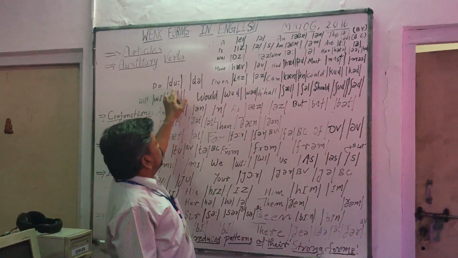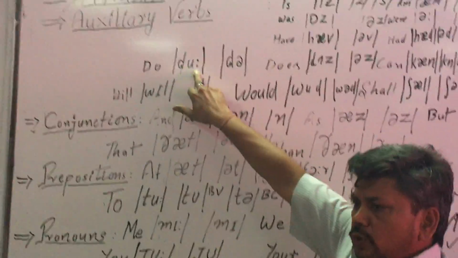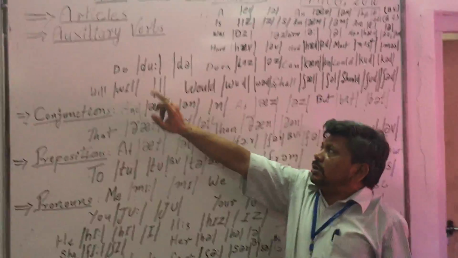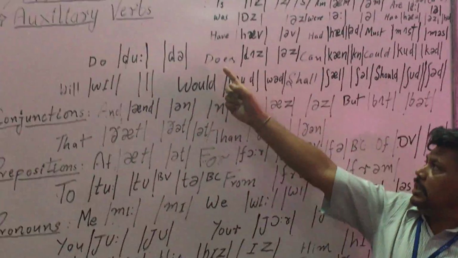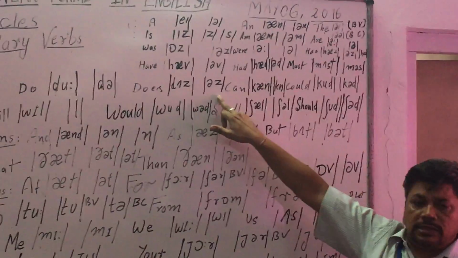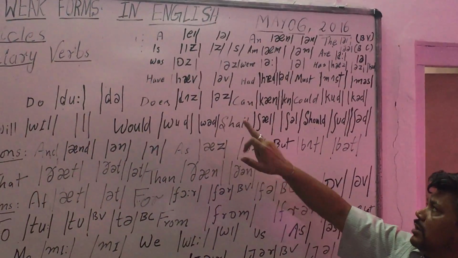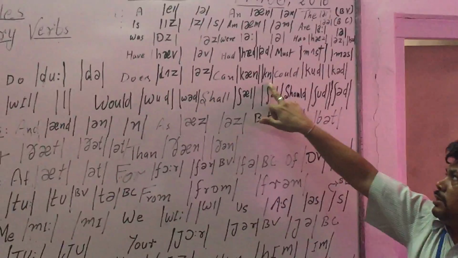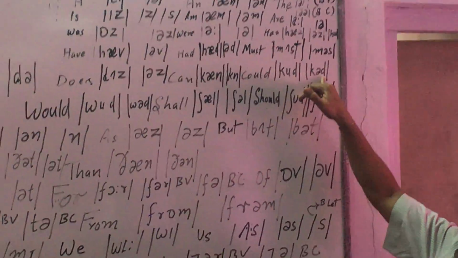Moving further to do. This long do, this sound weakens and becomes da. Then there comes does. This does becomes us after getting its sound weakened. Can becomes can, and could becomes cut.